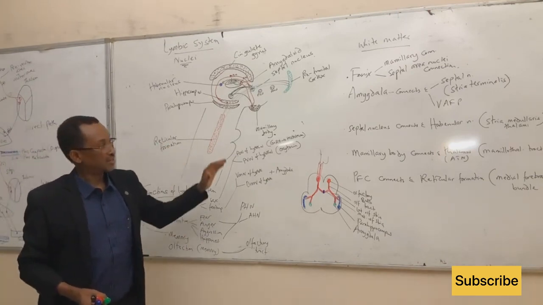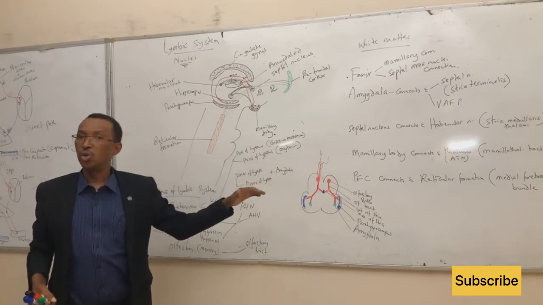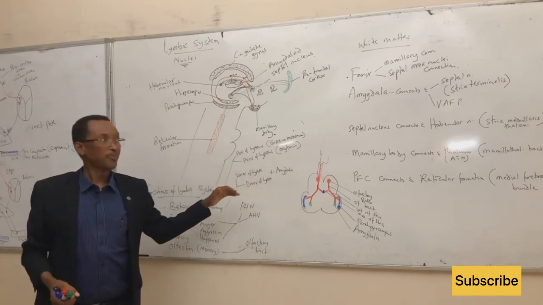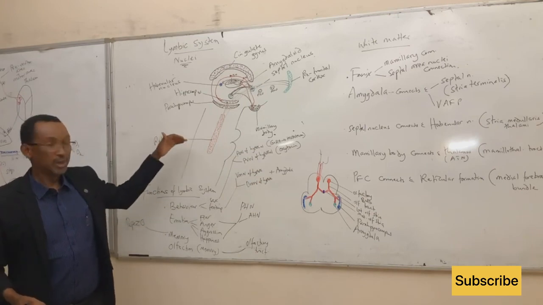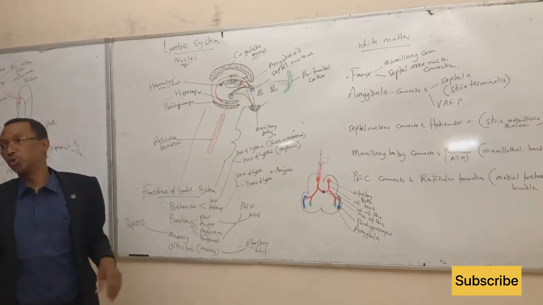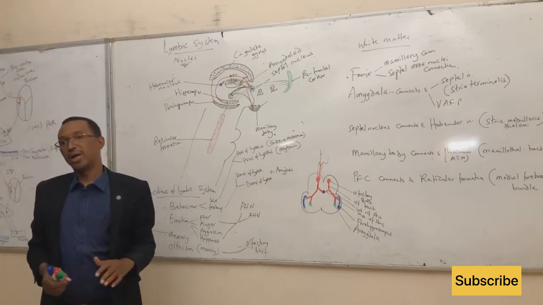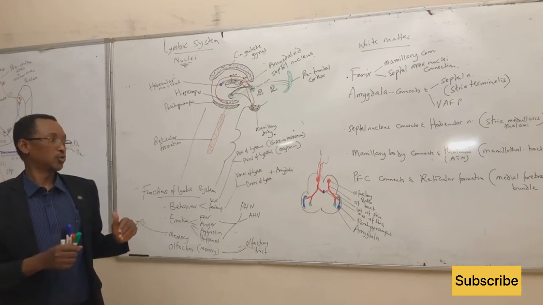So by and large, I think these are the connections of importance that you should get to know with regard to the limbic system, and also the nuclei you are supposed to know with regard to the limbic system, and also the major functions of the limbic system. So I think in brief, this is what we are expected to know.